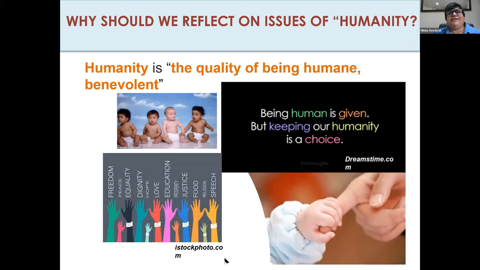So colleagues, my parting shot is that humanity is a quality of being humane and benevolent. We need to be respectful for all sorts of issues, from freedom to peace to equity, dignity. We should espouse principles of hope, love. We should share our knowledge. We should fight for justice. We should share the limited resources we have. We should protect the environment for the food resources that our future generations are going to be in need of. Being human is given, but keeping our humanity is definitely a matter of choice.